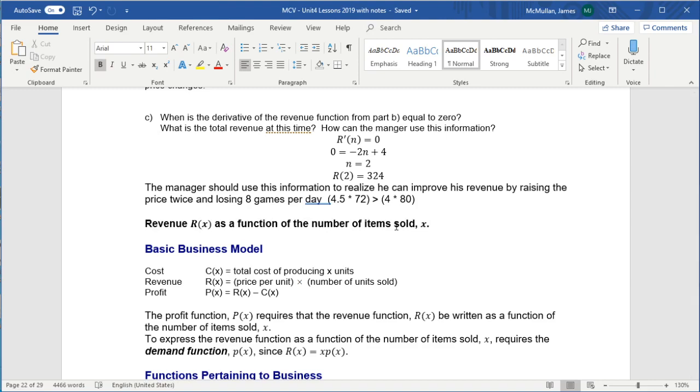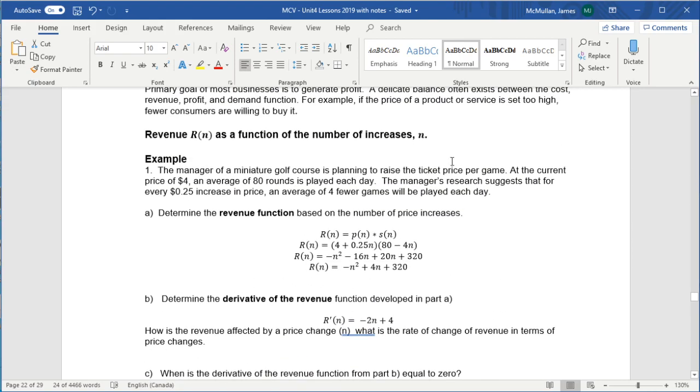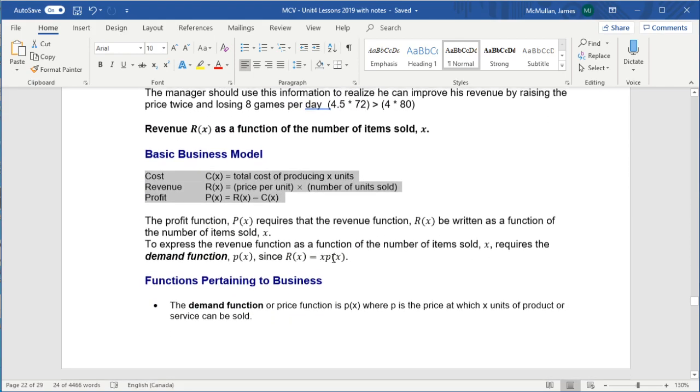So again, the number of increases is perfectly good for maximizing revenue. It is not very good for analyzing cost. And that's really what I'm going to be focused on more so than revenue in this unit. So you know how to do this. It's not that hard, but I'm not really going to ask these questions. This is just a review from previous courses.